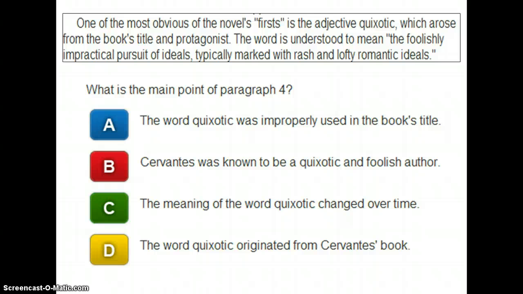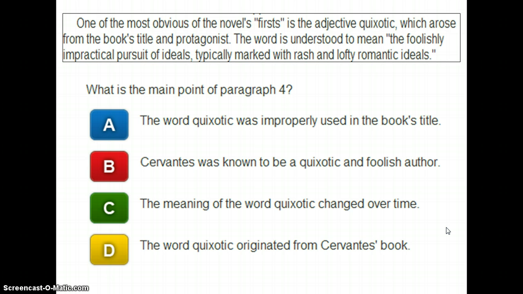One of the most obvious of the novel's firsts is the adjective quixotic, which arose from the book's title and protagonist. This word is understood to mean the foolishly impractical pursuits of ideals, typically marked with rash or lofty romantic ideals. So what is the point of this paragraph? Let's go over our answers again. The word quixotic was improperly used in the book's title. Cervantes was known to be a quixotic and foolish author. The meaning of the word quixotic changed over time, or the word quixotic originated from Cervantes' book.